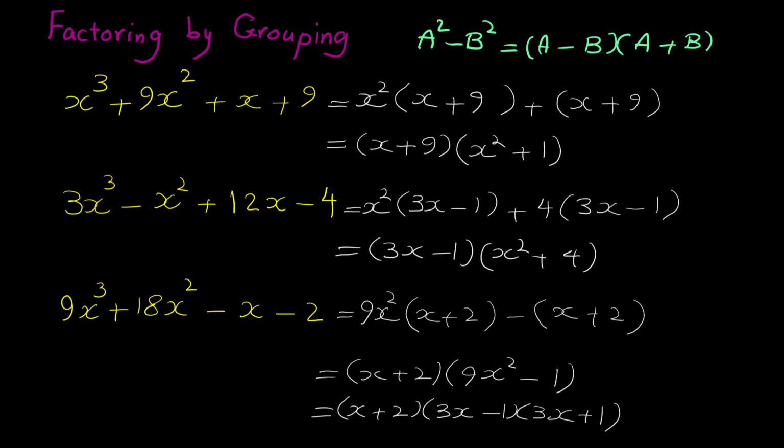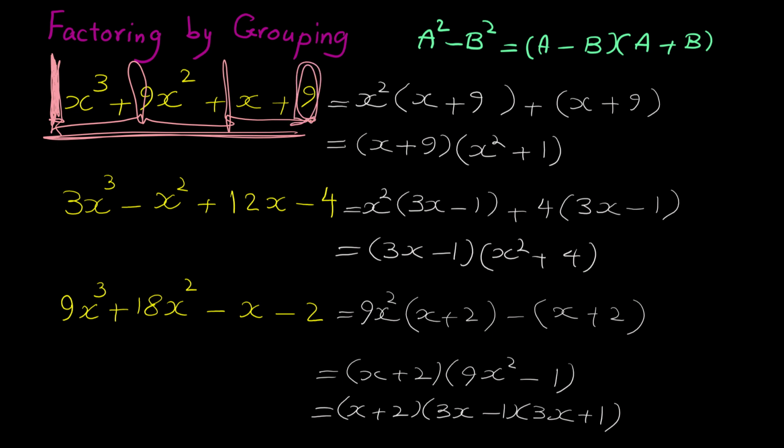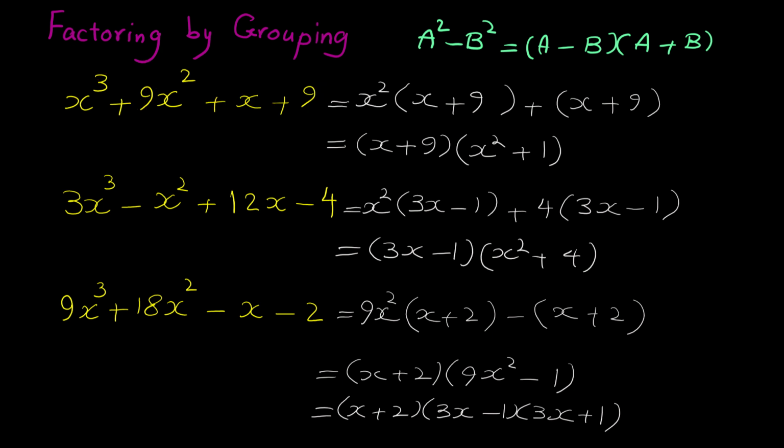Before we move to the next example, let me mention something here that can help you to figure out if a factoring by grouping method works for an example or not. Look at this first example that we had. Pay attention to the ratio between the coefficients, 1, 9, 1, 9. Same ratio, 9 over 1, 9 over 1. Look at the next example. 3, negative 1. Here the coefficient is 3.